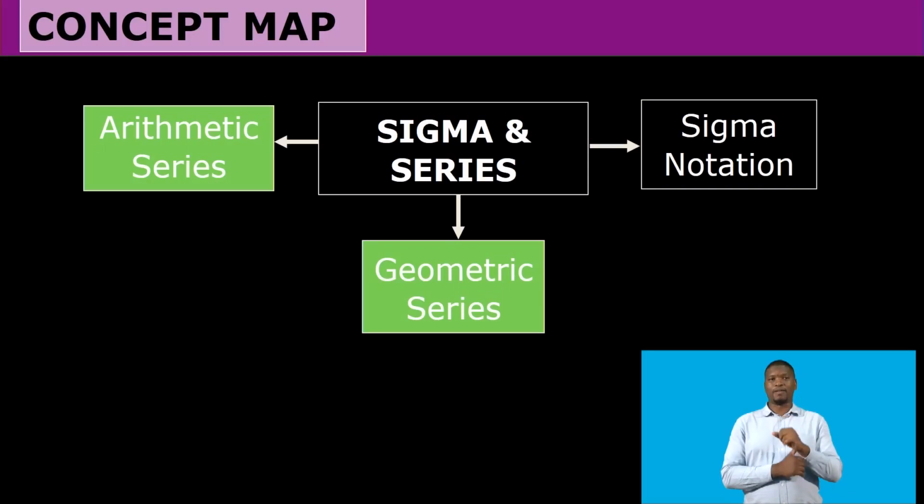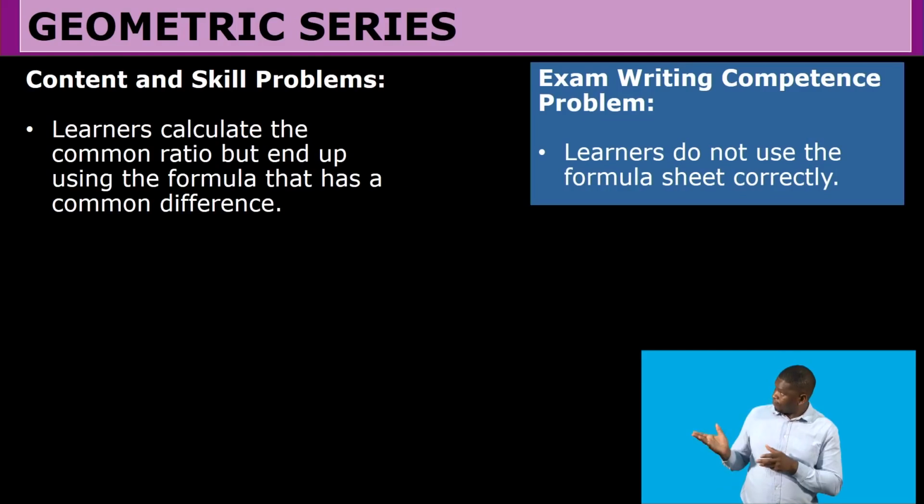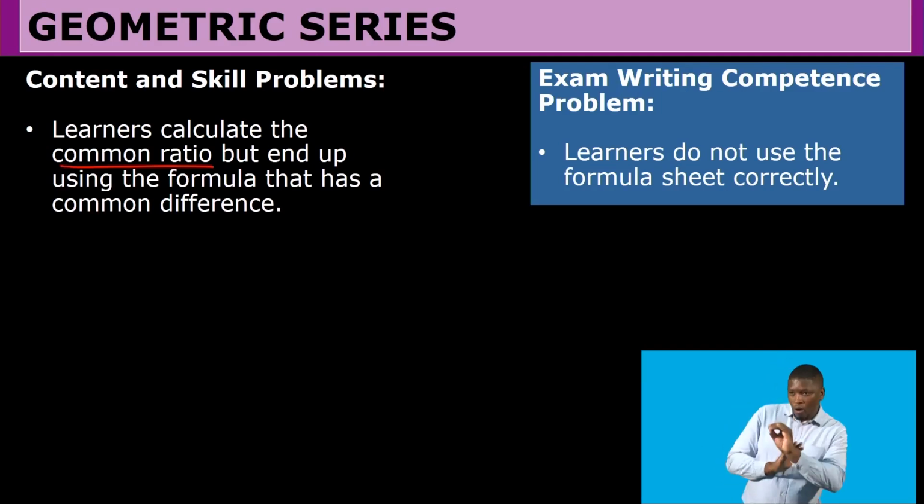Let's go over to the next concept in our concept map, and that is the geometric series. So now, looking at the content and skill problems there, learners calculate the common ratio but end up using the formula for the common difference. So again, if you are going to calculate the common ratio, you need to use a formula that has the common ratio in it. And when it comes to the exam, learners do not use the formula sheet correctly. Make sure you get those formulas exactly as they appear on the formula sheet.